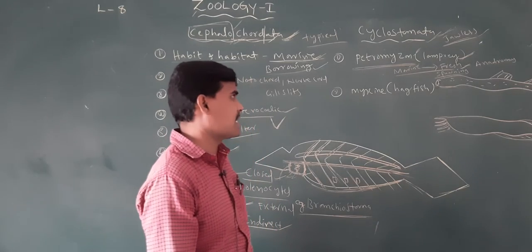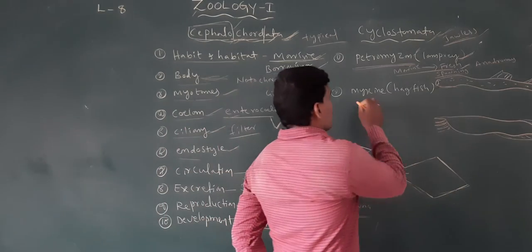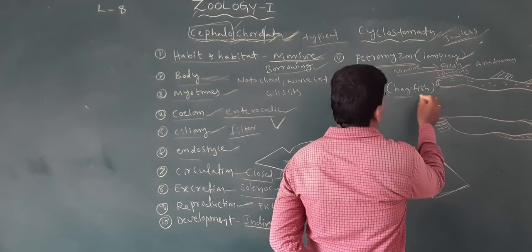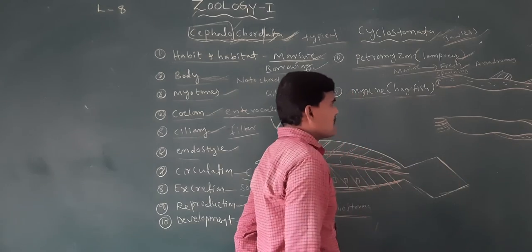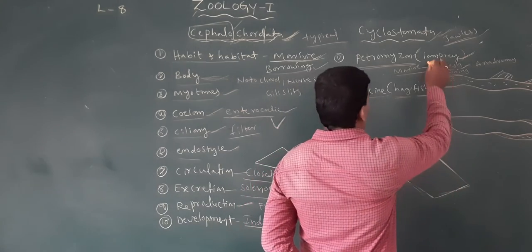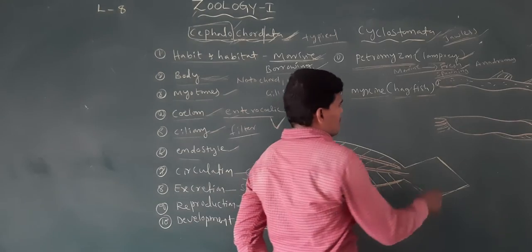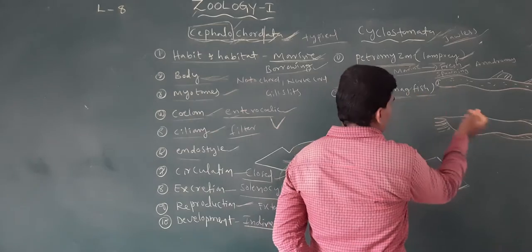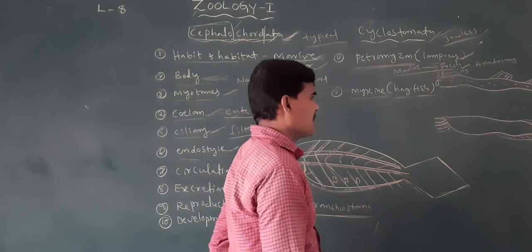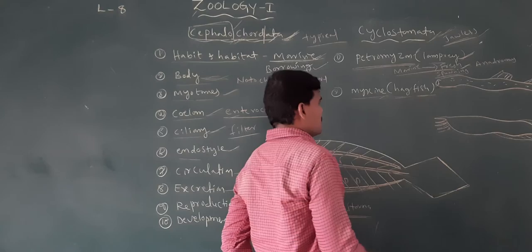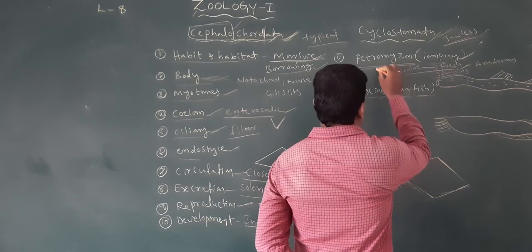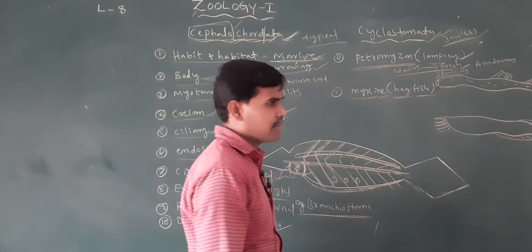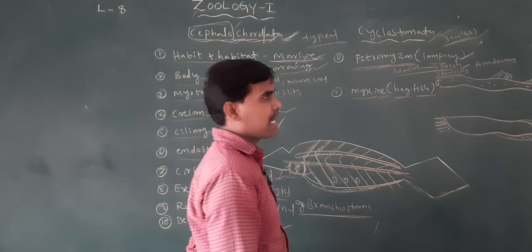Petromyzon lives in marine water, and Myxine is a marine animal too, commonly called hagfish. In Myxine the mouth is circular and suctorial. Myxine has only a single caudal fin. Petromyzon has 8 pairs of cranial nerves, while Myxine has 10 pairs of cranial nerves.